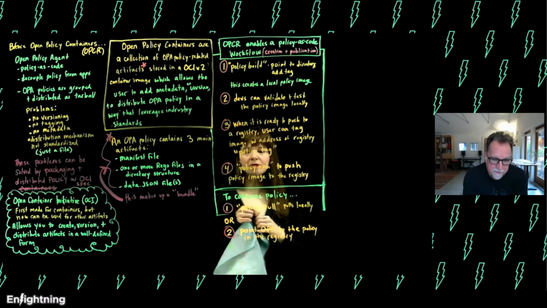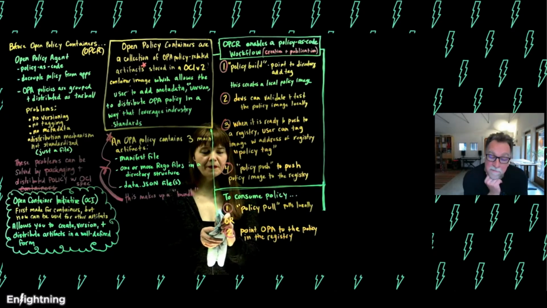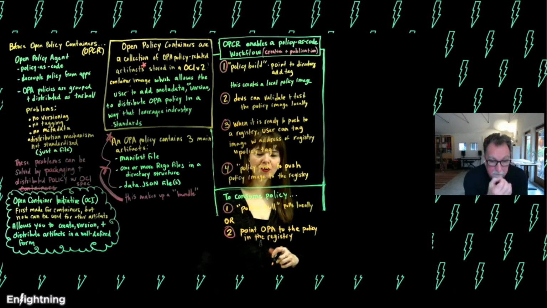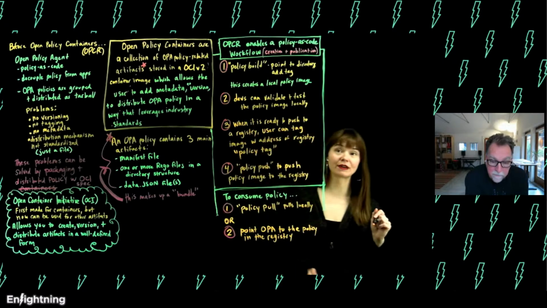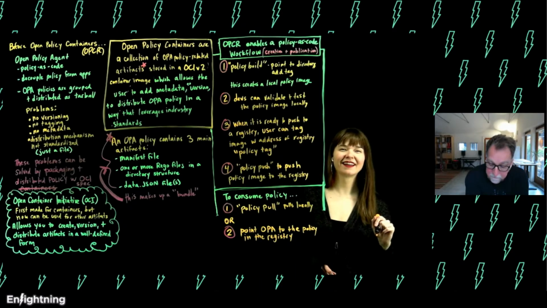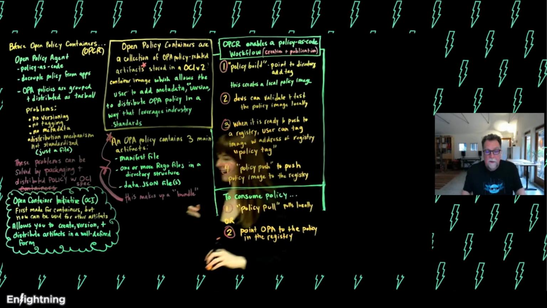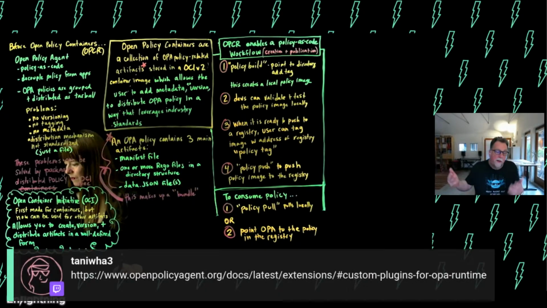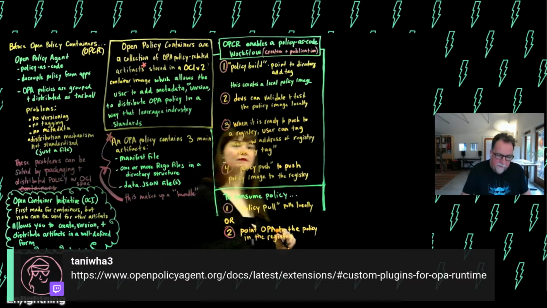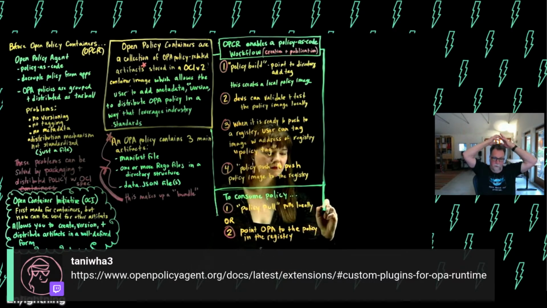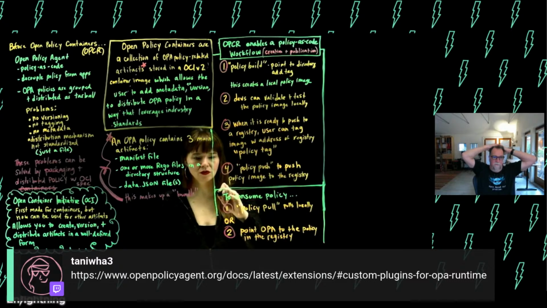So to consume a policy, you could use policy pull to pull it locally, or we could point OPA to the policy in the registry. And the same is true for our open source version of the authorizer called Topaz, which does the same thing, because we embed OPA into that project. That's how we do that. Cool.